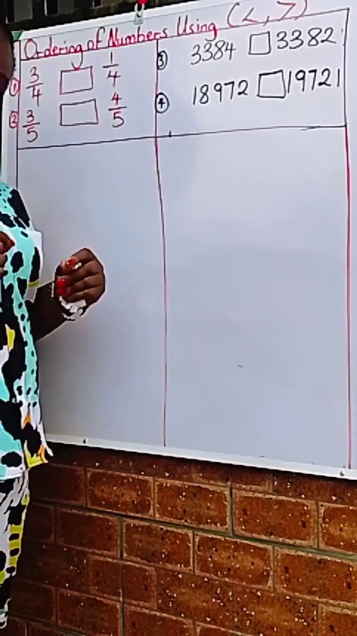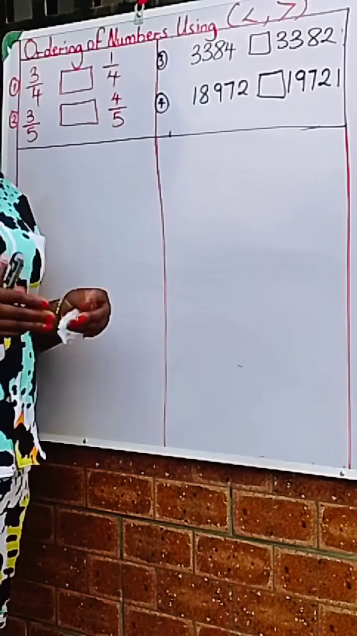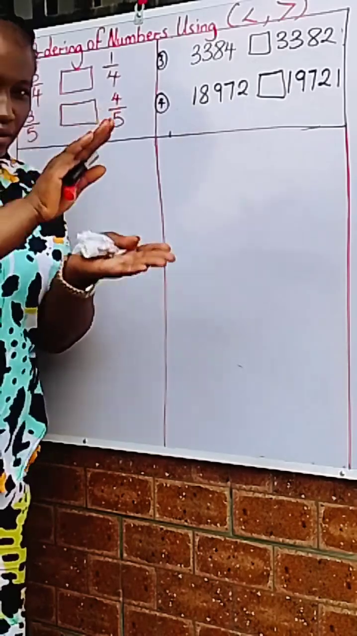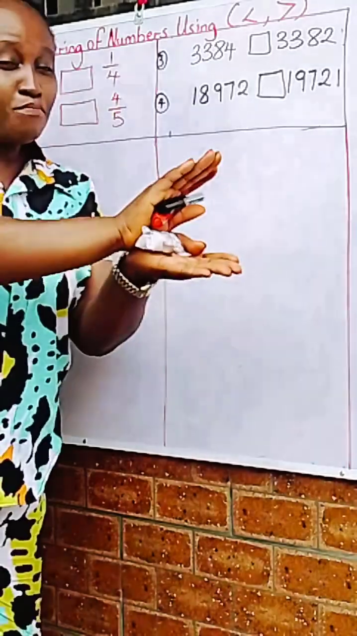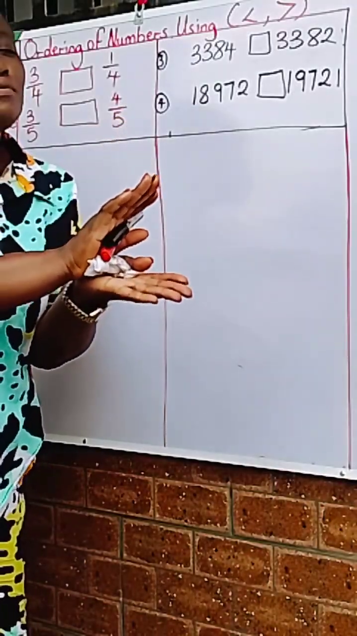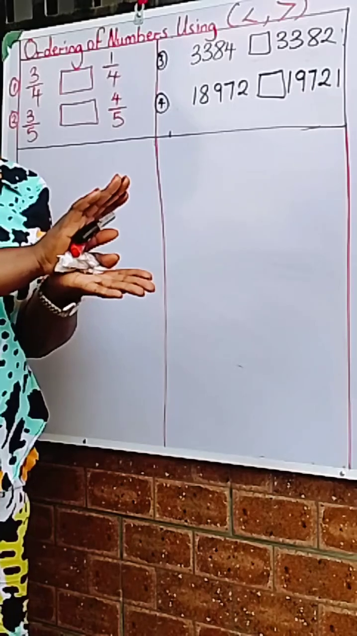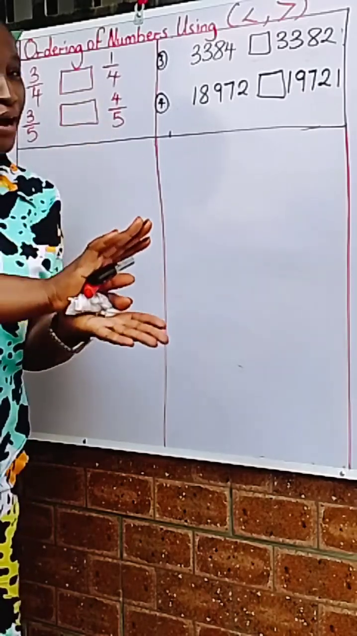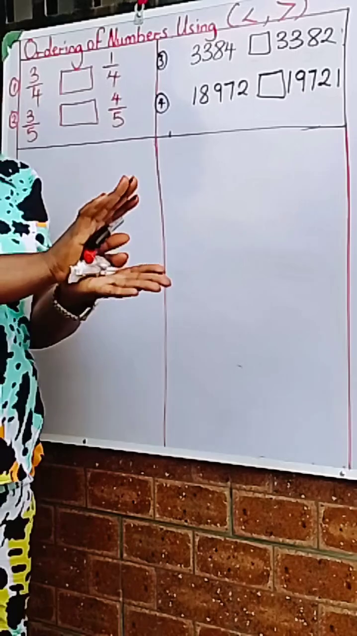So, the trick is always imagine that you're opening your mouth to eat bigger cookies. That means the sign will open its mouth to swallow the bigger number.